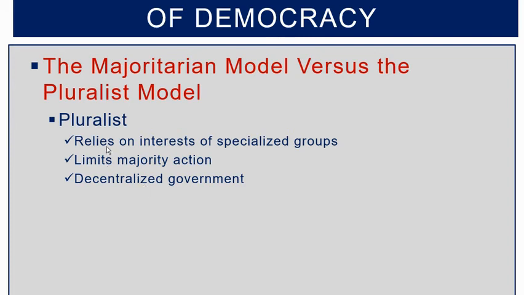The pluralist model relies on the interests of specialized groups. In other words, everybody gets to have a voice. It limits majority action. You can't just do something. For instance, we have our Bill of Rights that limits what the government can do in certain situations. So even if the majority of the country wanted to name the Catholic Church as the state church of the United States, we can't do that because it's unconstitutional. It limits the majority action. And it has a decentralized government, like I said earlier.